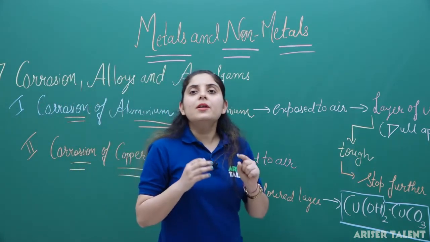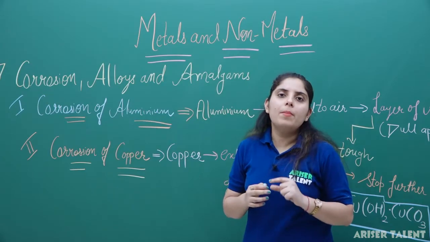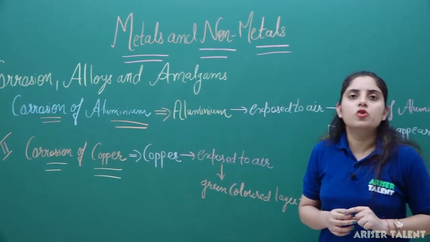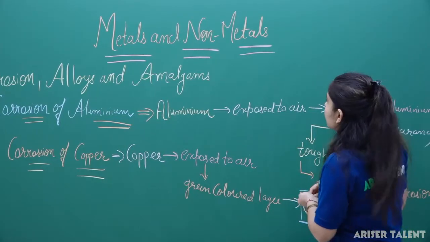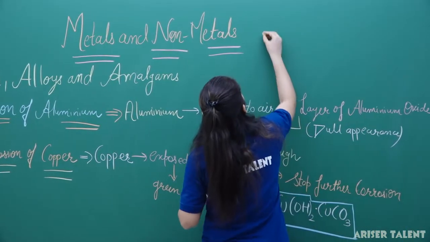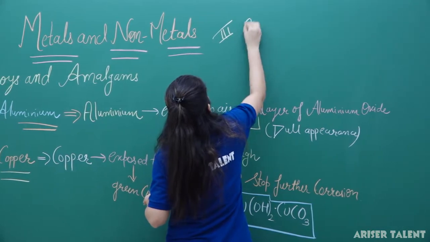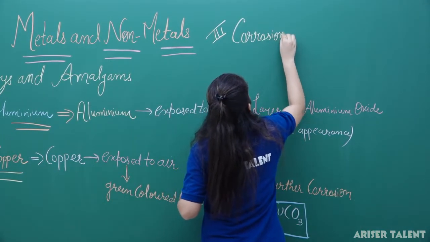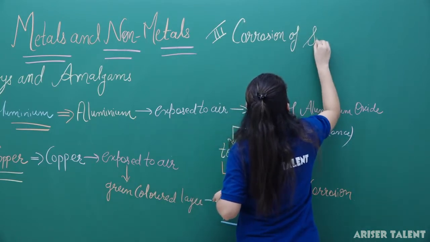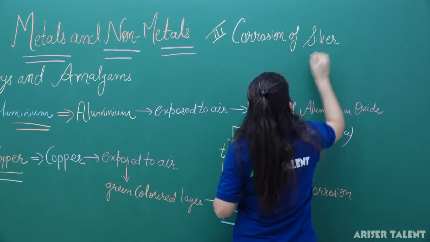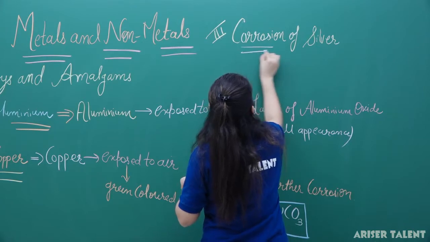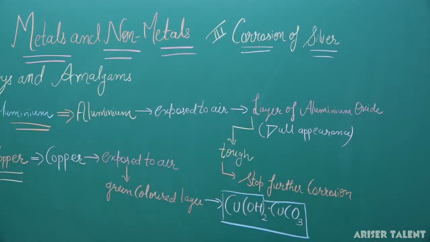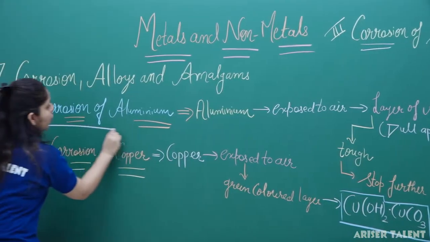Now, after corrosion of aluminium and copper, we are proceeding to our next topic, the corrosion of silver. This is about corrosion of aluminium we have discussed, and this is about corrosion of copper.